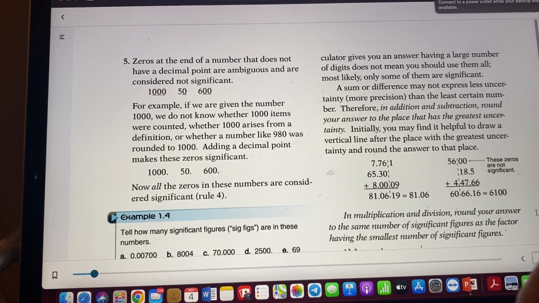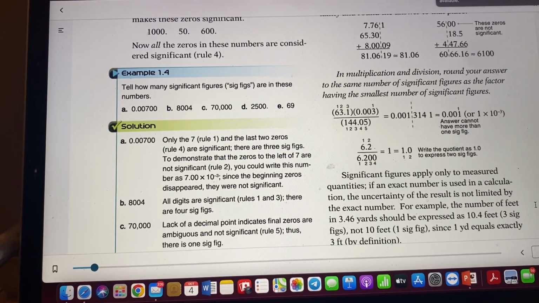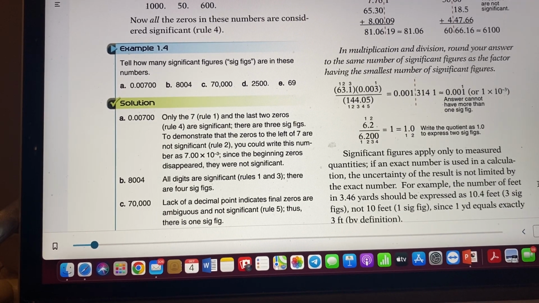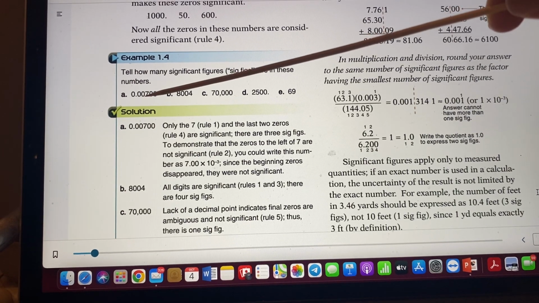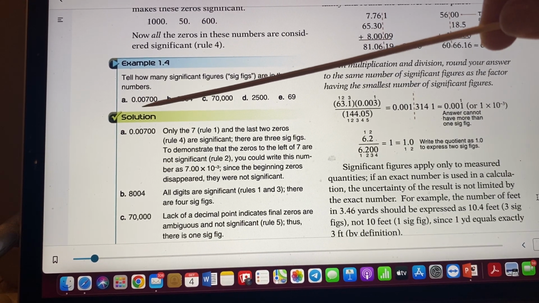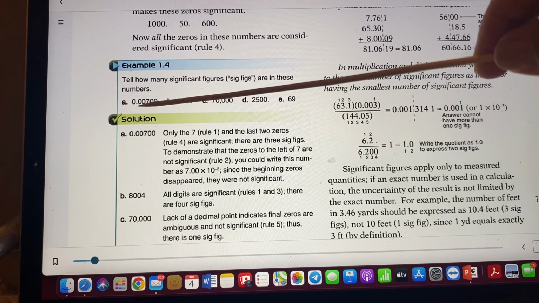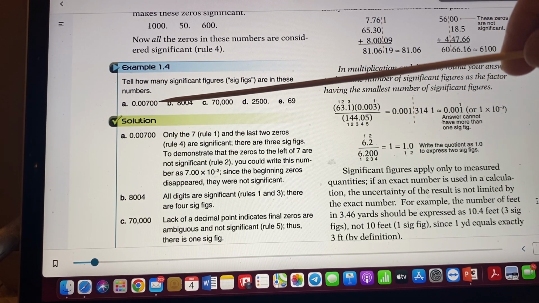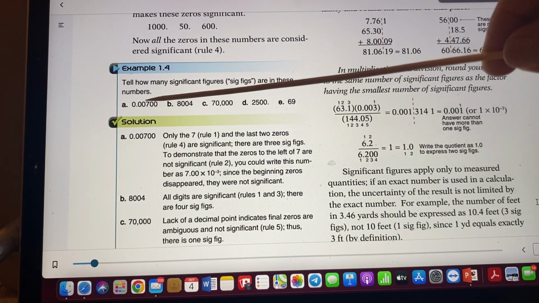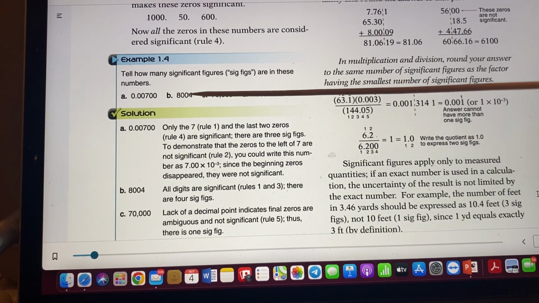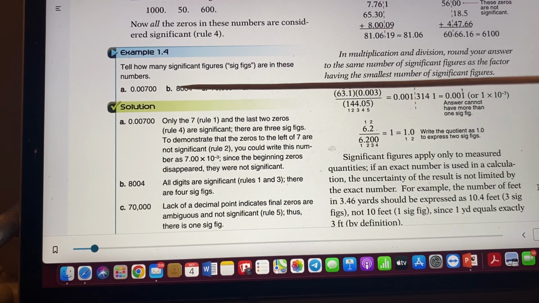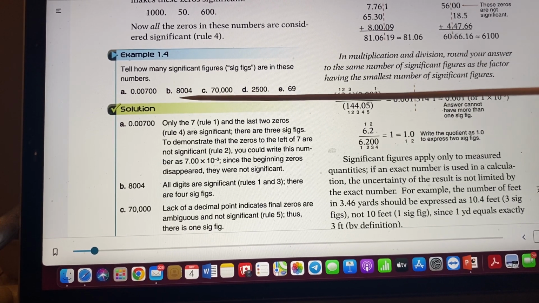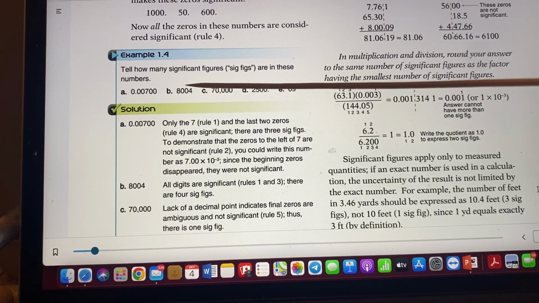It gets kind of fun, actually. So we're going to look at this A first. We know that all the zeros before the 7 are not significant. But these zeros are significant because of the decimal point. So we have the number 7 is significant and 0, 0. So there's 3 sig figs. Okay? This number here, 8004, these 2 zeros are significant because they're in between, right? So there's 4 sig figs here.